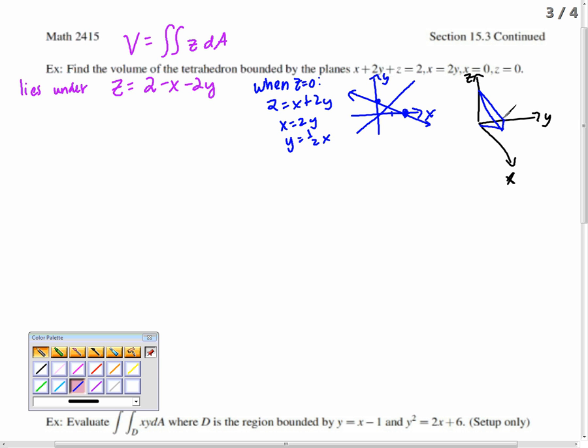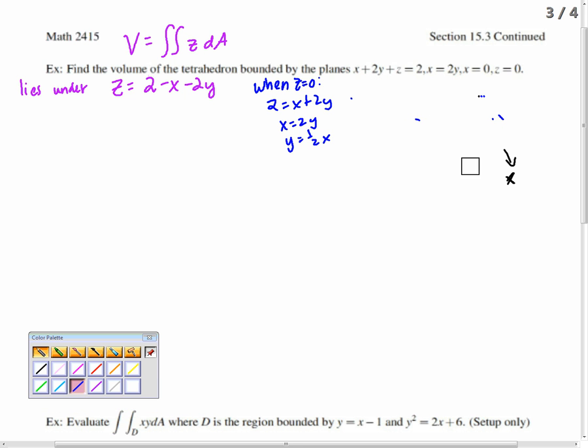I don't see that. The planes would stand, well, why is it slanted like that? Okay, let's start over.